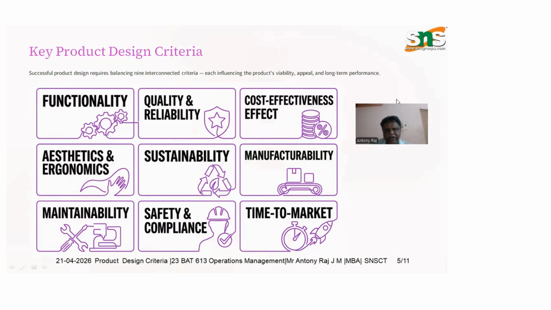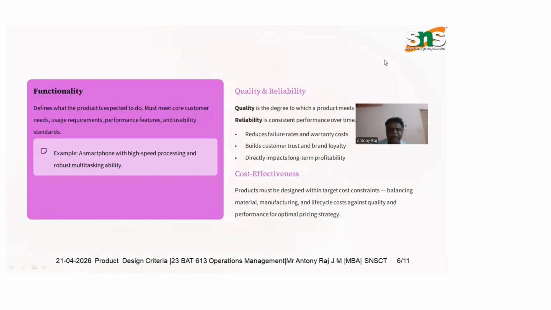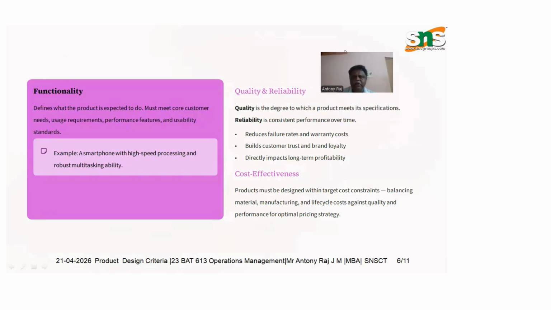So where you see the 9 criteria, we're going to quickly see one by one. One is the functionality, quality and reliability of the product, cost effectiveness, aesthetics and ergonomics, sustainability, manufacturability, maintainability, safety and compliance, and time to market. So this particular slide gives a complete snapshot of the product design criteria. So what do you mean by these? Now let us look into each of them one by one.